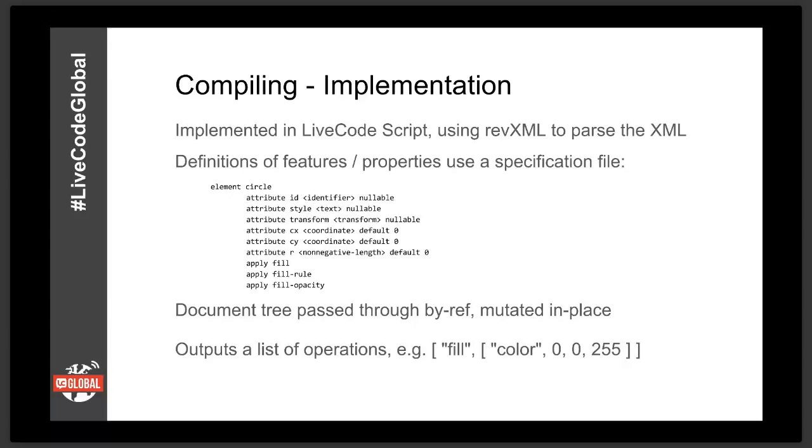And so finally, the compiler just outputs the operations as lists. So for example, the operation that sets fill color is two elements. The first is the operation name, which is fill. And the second is the argument to the operation, which is a representation of a color object. So here you see the representation of a color object is just a four-argument list. Color is the type of paint, and then three values that represent the red, green, blue values of it.